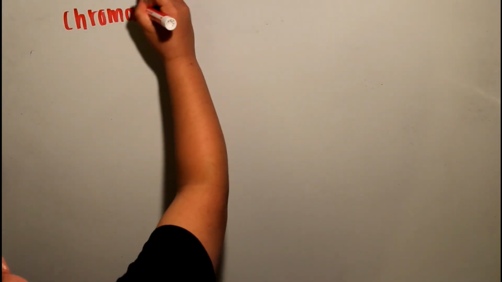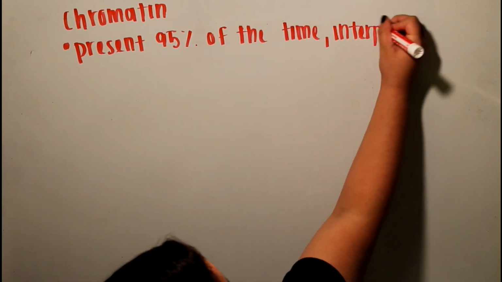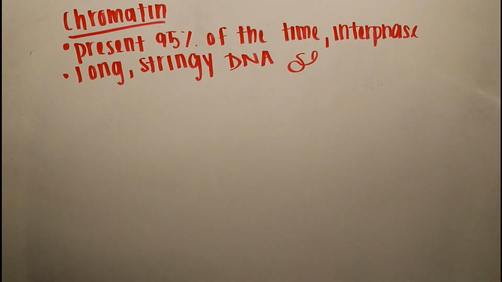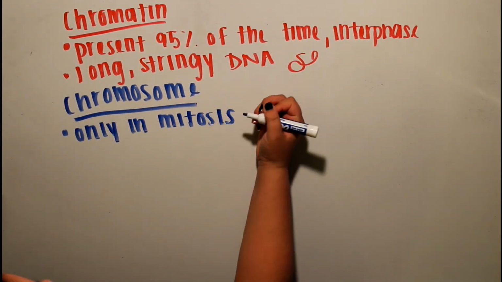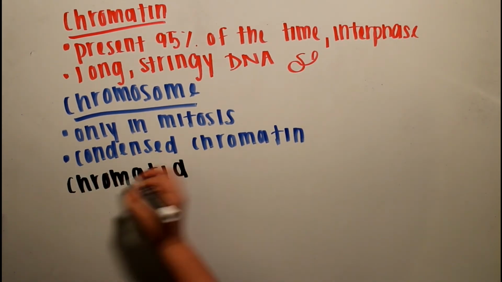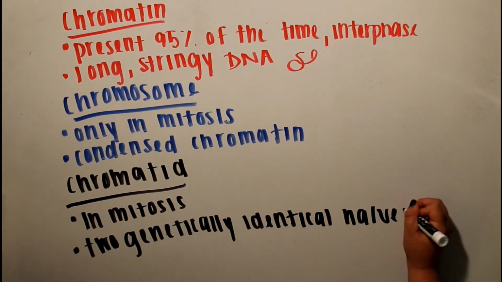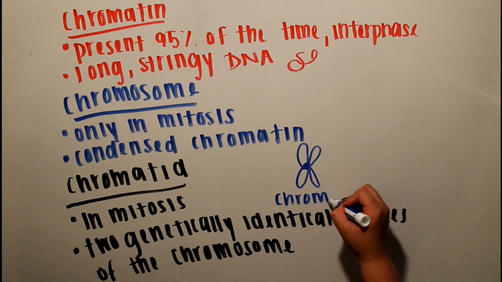Now to recap, chromatin is present 95% of the time during all of interphase. Remember the term chromatinterphase. It is the form of long, stringy DNA. Earlier in the video, I described this as a snake or a string. A chromosome is only present during mitosis. It is the condensed version of chromatin. A chromatid is also only present in mitosis and is the name for each of the two identical halves of a chromosome. This is shown in the drawing to the right.